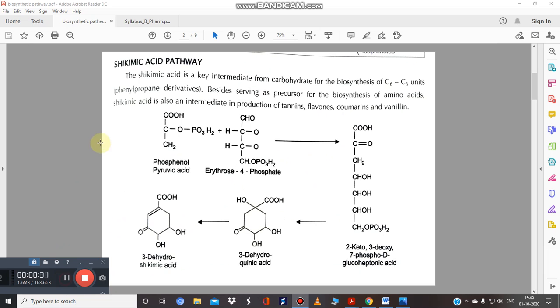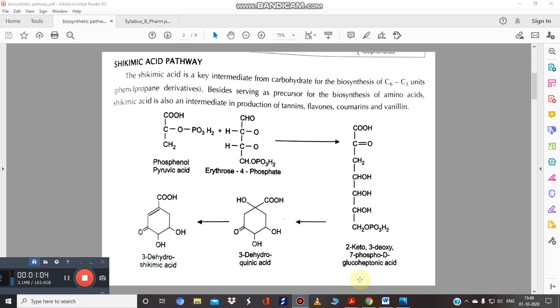Let's see how. We know the shikimic acid pathway starts with erythrose 4-phosphate, which is obtained from the pentose phosphate pathway, and phosphoenol pyruvic acid, which is produced via glycolysis. Upon aldol condensation, it will give this compound, the keto glucoheptonic acid. You can count here: 1 2 3 4 5 6 7.